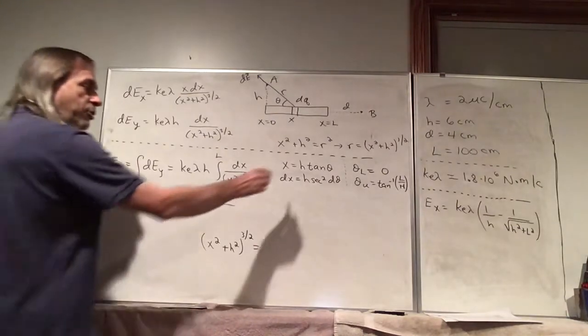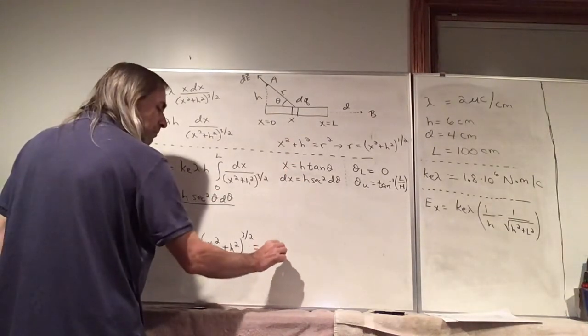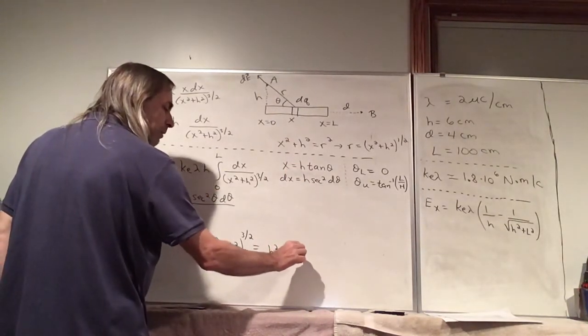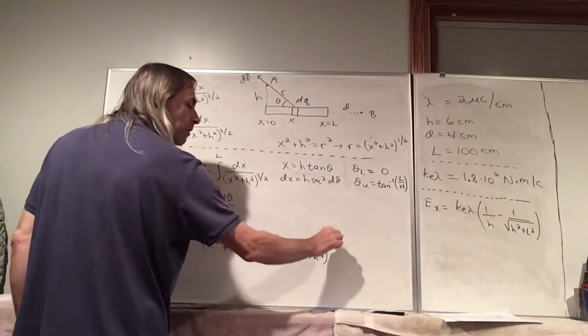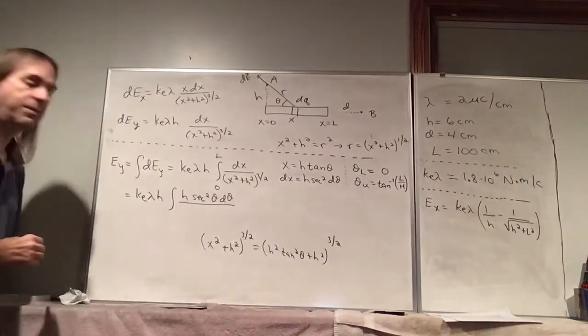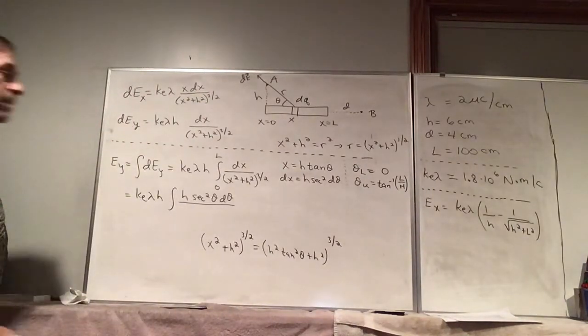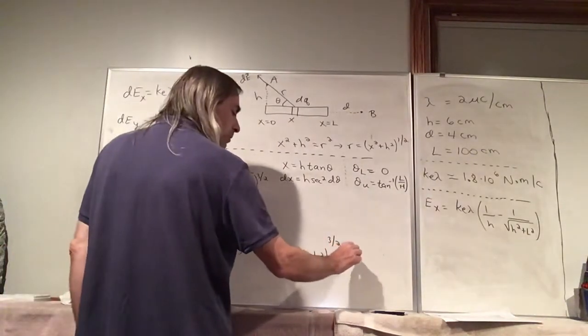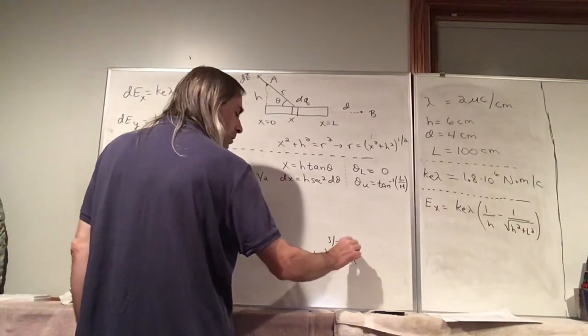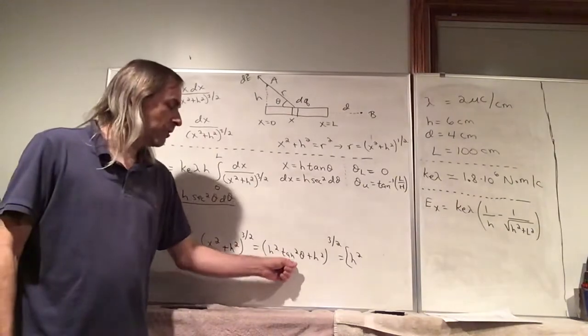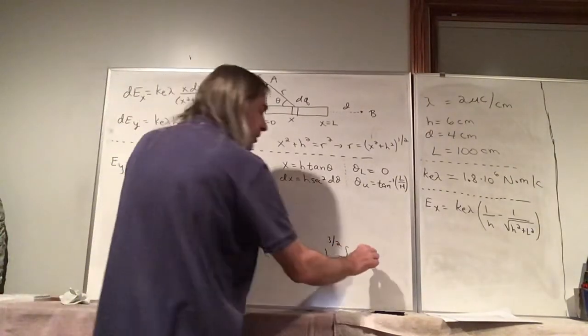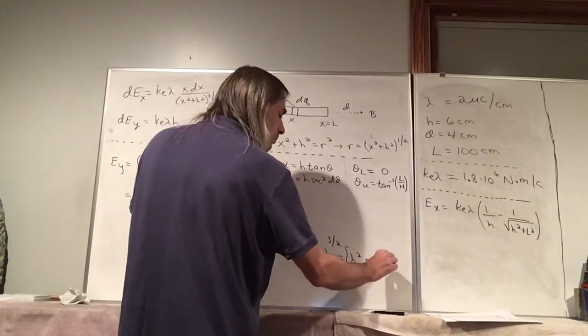That would be h squared tangent squared theta plus h squared, to the 3/2. And now we can factor the h squared out. If we factor h squared out, then we have tangent squared theta plus 1, which is secant squared theta.